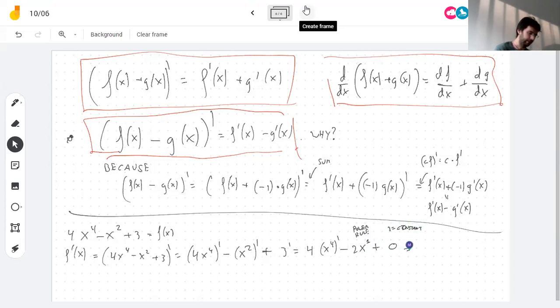And finally, the derivative of x to the fourth, again, I can use the power rule. The base is x, the exponent is a constant. x cubed minus 2x, and that is just 16x cubed minus 2x.